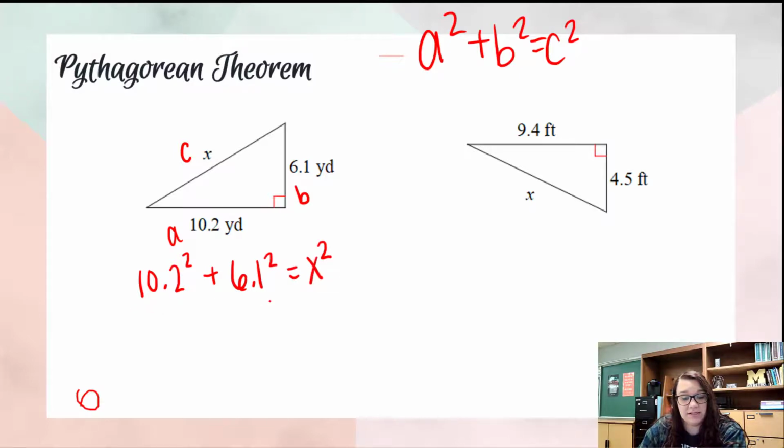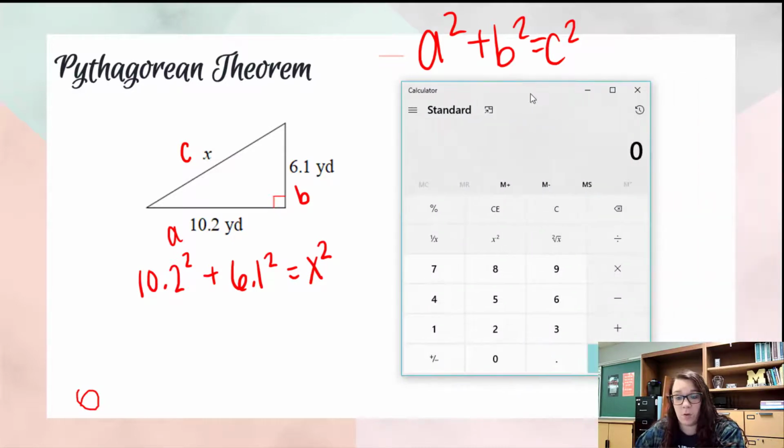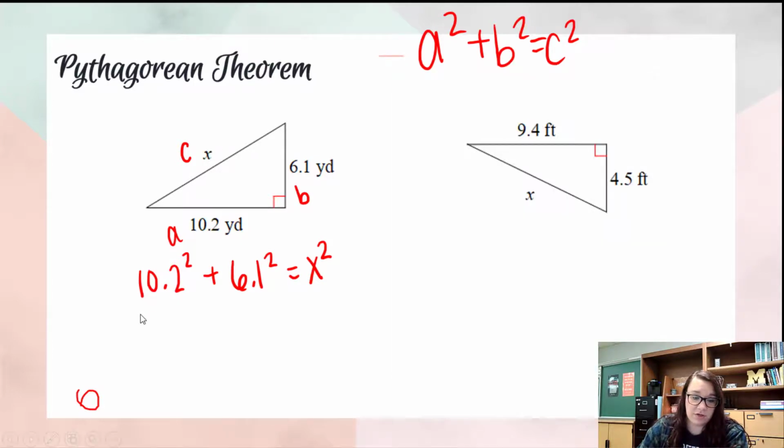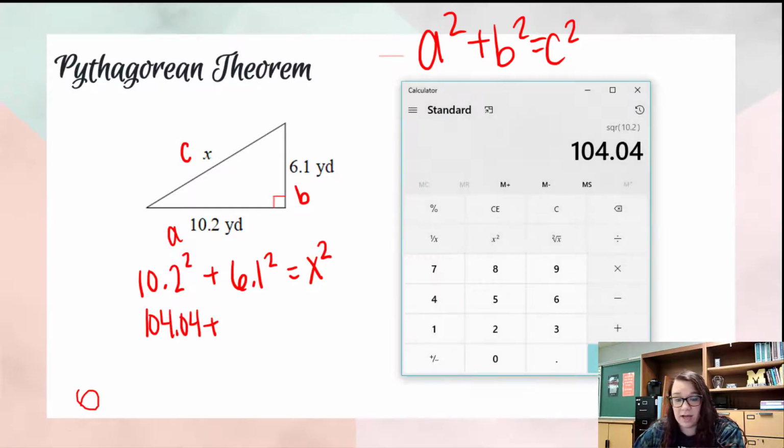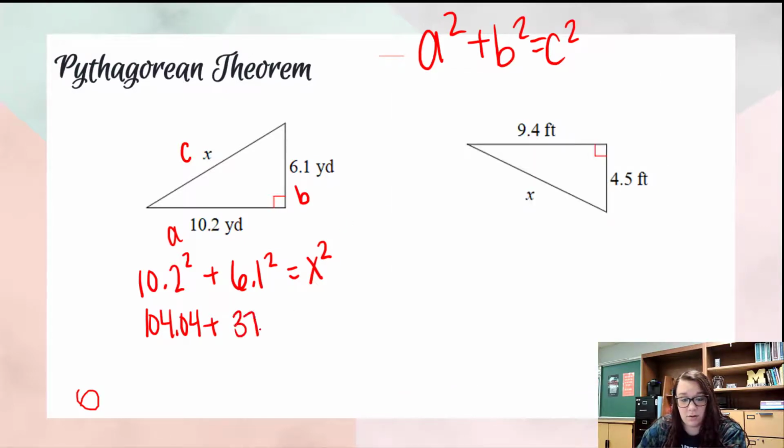Now this piece can go right in our calculator. Matter of fact, that's what I encourage you to do. So let me open up my calculator. I've got 10.2 squared, 104.04. I'm going to jot that down because mine isn't as fancy as yours. I can't show you my other one. And then I've got 6.1 squared is 37.21. And let me add those up.